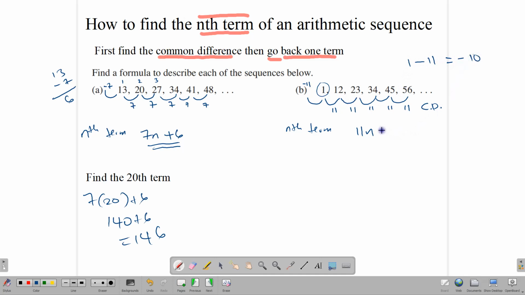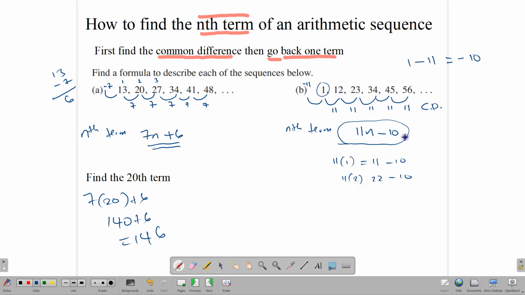So the second part of our nth term is negative 10. So this here is the nth term of this sequence. Looking at the first term, 11 times 1 would give us 11, and then we minus 10, and we end up with 1. 11 times 2 would be 22. 22 take away 10 gives us 12, and so on.